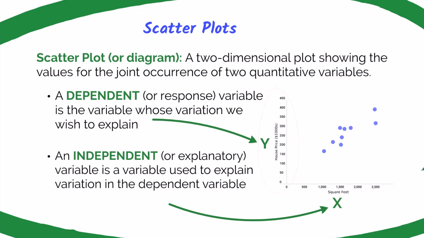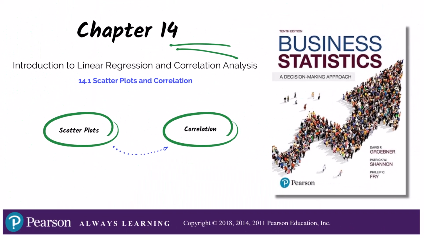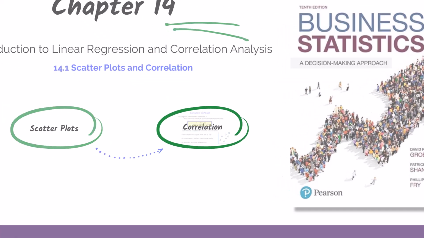If we plot the data, we can look at the scatter plot and observe if there is a relationship between the square feet and house price. So in other words, there is a visual representation of a potential correlation or relationship between these two variables. Let's dive into the topic of correlation in more detail next.